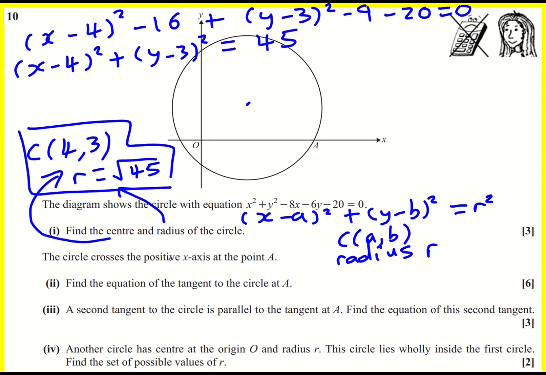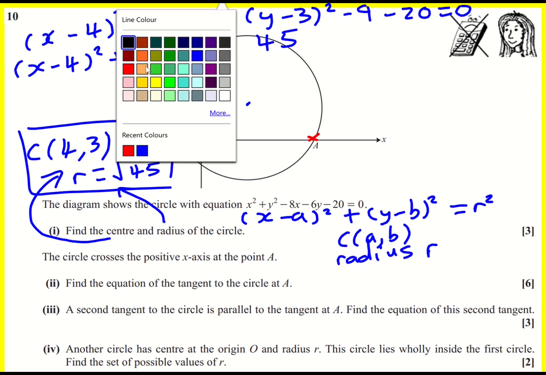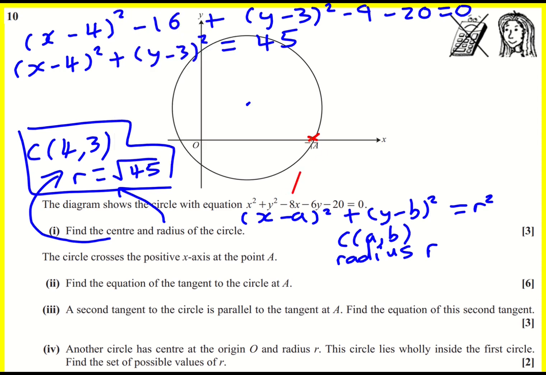We're told that the circle crosses the positive x-axis at the point A. Find the equation of the tangent to the circle at A. So that's going to be this line here. Now, first up, let's find the point A. We've got that y is equal to 0.